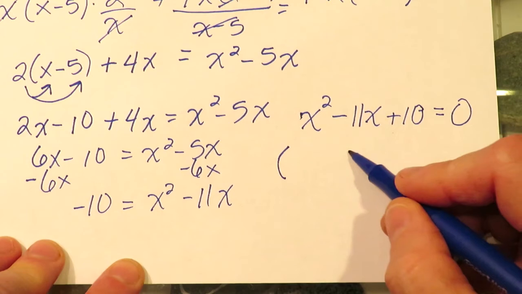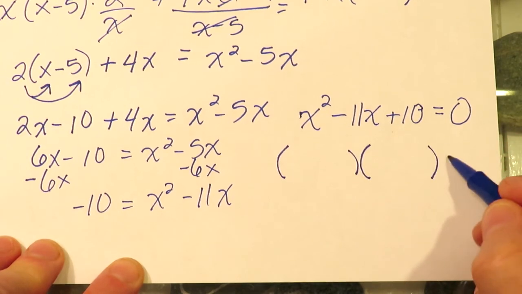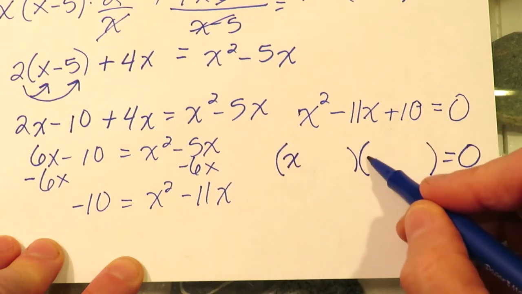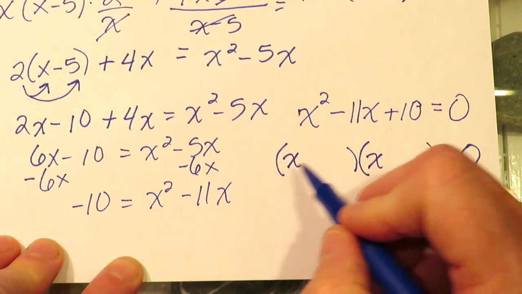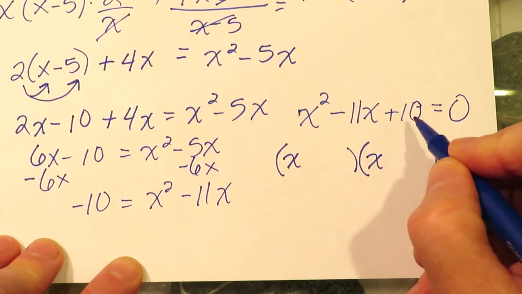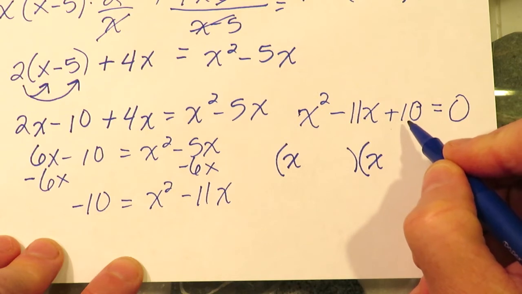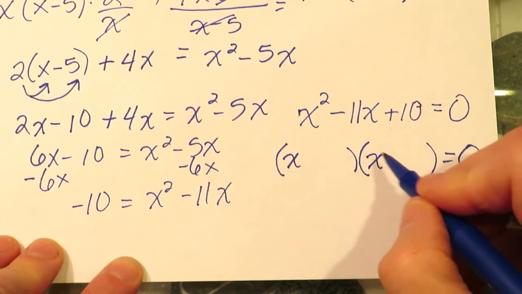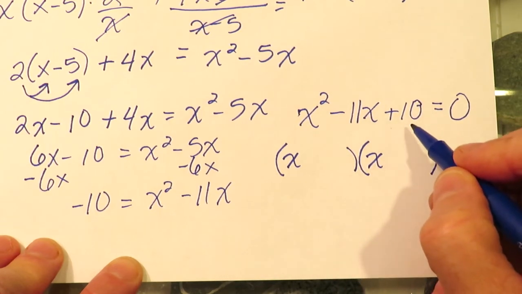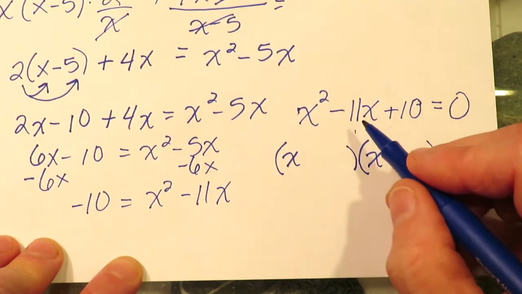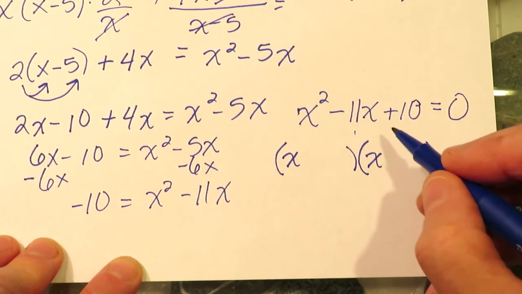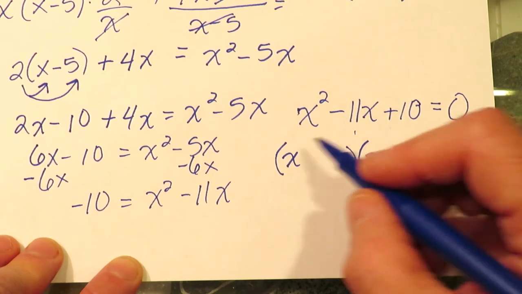I'm going to factor because this is actually a fairly factorable quadratic. Notice x times x will give me x squared, and I have positive 10 as the back term, so these factors will both have the same sign, and I want factors that multiply to give me 10 but add to give me 11.